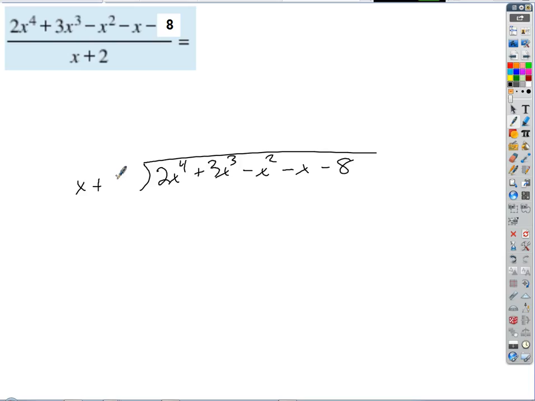Okay, and then the denominator goes, there is an x squared. But if there weren't, I'd have to put a 0, right? Just 0. It's 0x squared. So we know that's the x squared column. Okay, so the denominator goes outside.